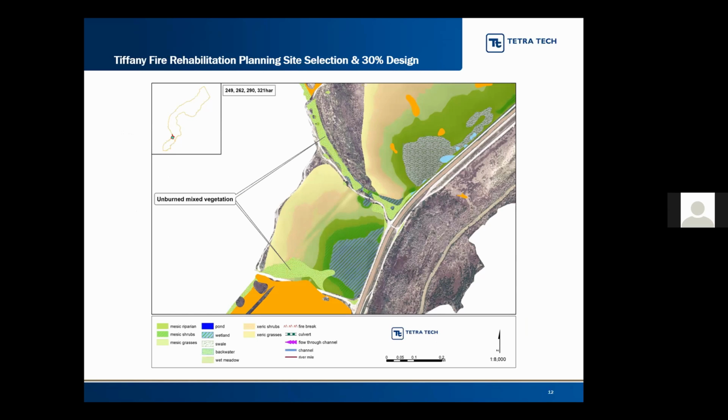So this site has unburned mixed vegetation we identified that we could build on in a restoration context. So use some of that to develop a nice patch and mosaic in a restoration type scenario. And then we also used the depth to water and height above river model to identify areas that were appropriate to restore a wetland versus areas that you would want xeric shrubs or xeric grasses. So the whole spectrum is represented at this site.